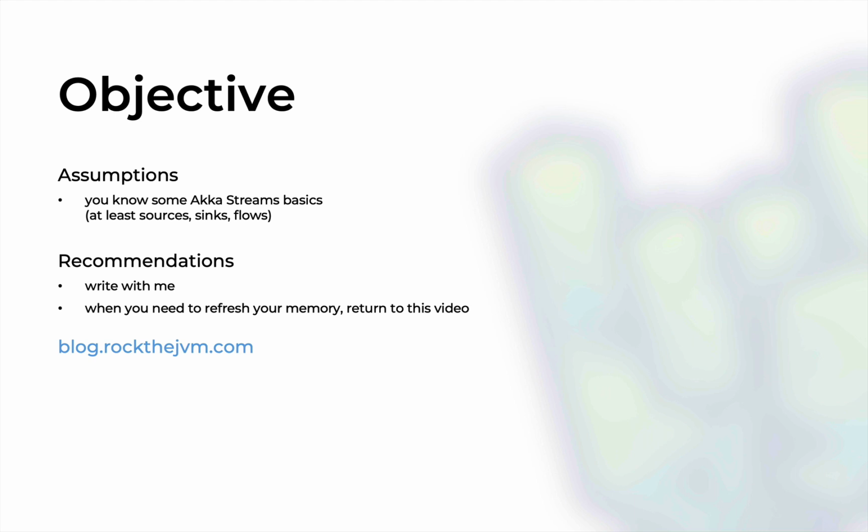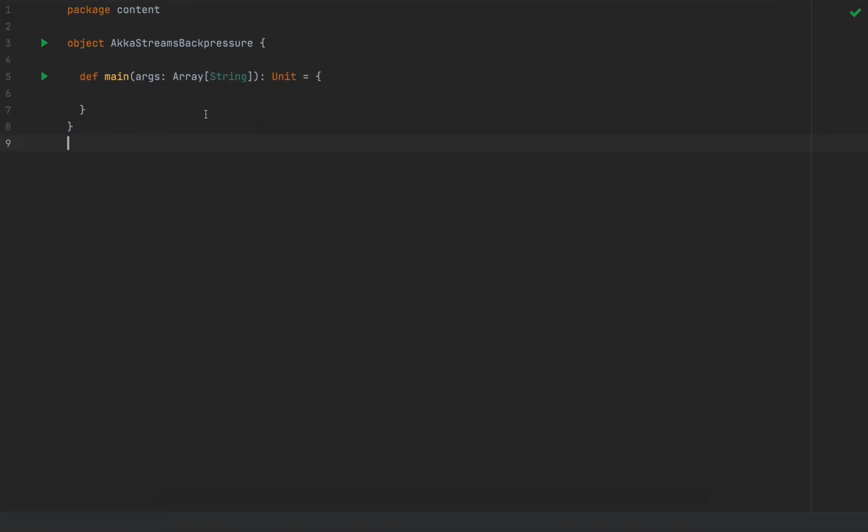And as always, I recommend that you code with me in this video, and whenever you need to refresh your memory about this concept of backpressure, just refer back to this video or to the written form at the blog with the link in the description. Alright, so without further ado, let me move back to my little code. So here I have a small object. I call this Akka Streams backpressure with a simple main method in case we need to test something.